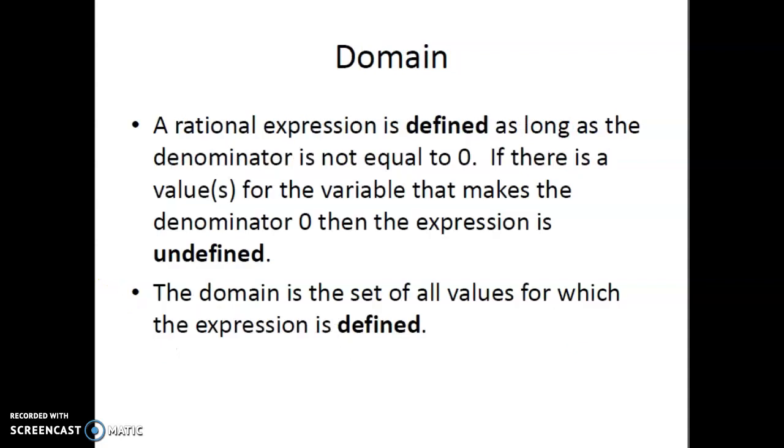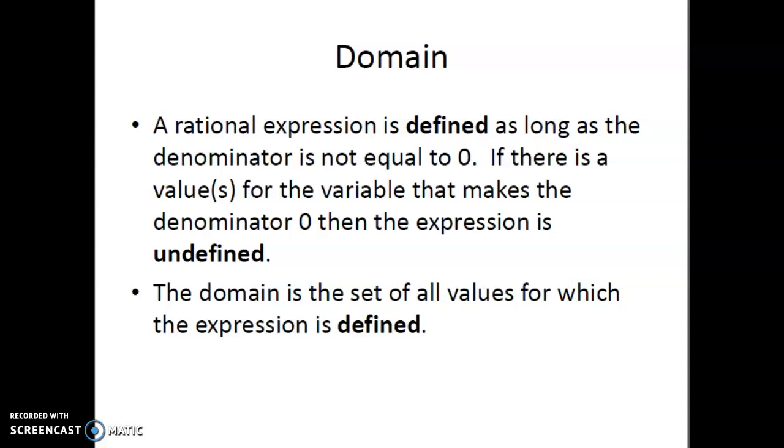Now, the one thing about rational expressions that we need to be aware of is that there are sometimes values for the variables that can make the expression undefined. So a rational expression is defined as long as the denominator is not equal to 0. If there is a value or values for the variable that make the denominator 0, then we say that those values make the expression undefined. The domain is a set of all values for which the expression is defined.